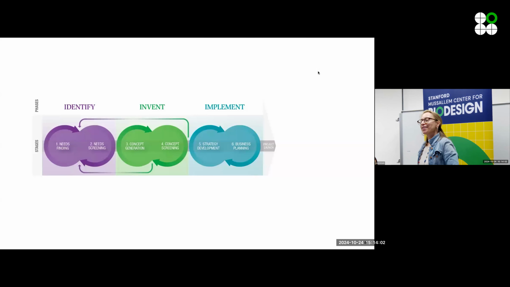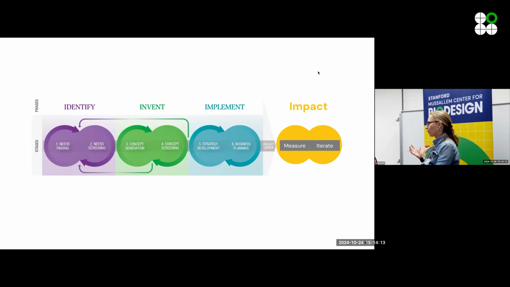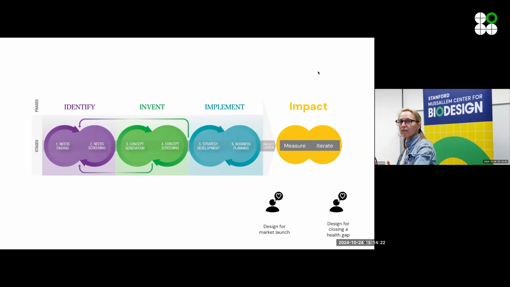All right. So this is our biodesign process: identify, invent, and implement. And one thing I realized is that if you're designing to address impact or a health equity gap, you have to think about impact as part of the design process. What do I mean by that? It's designing for closing a healthcare gap versus designing for market launch, which by the way is very typical in global health. They'll fund you to get to market, maybe some education campaigns, but there's not really much thinking beyond that.